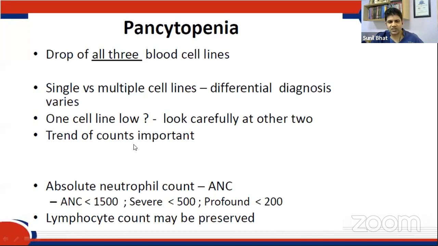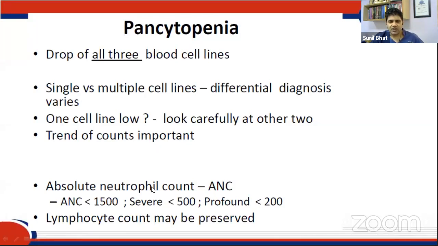What's also important, which I'm going to highlight also, is that trends of counts are important. One single blood count may not be as significant as how the patient has been behaving over a period of time. The severity of pancytopenia hasn't been differentiated or defined very well as such, although we have some definitions with regards to aplastic anemia, which we're going to discuss later on.